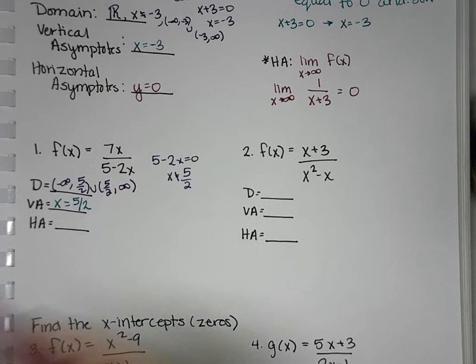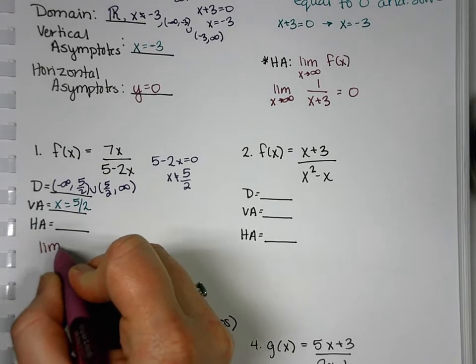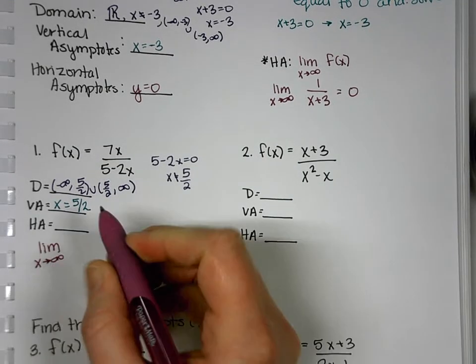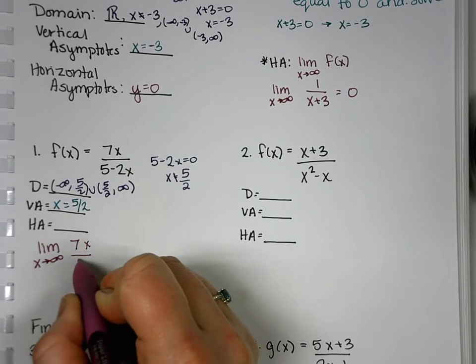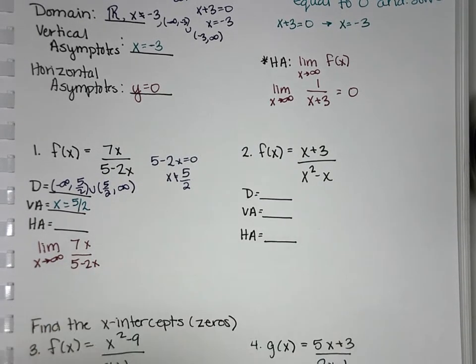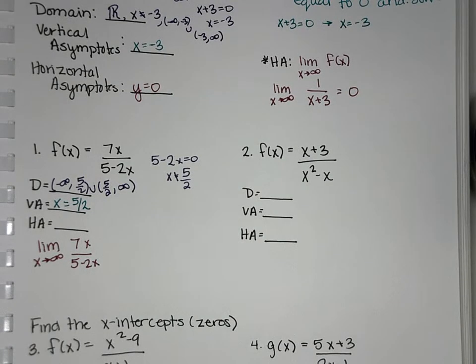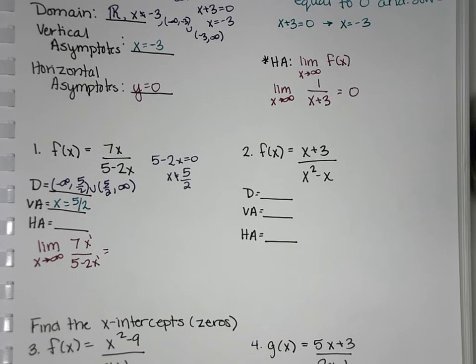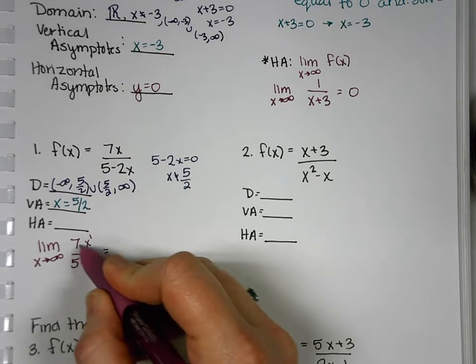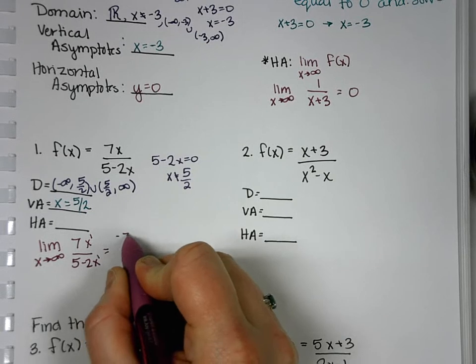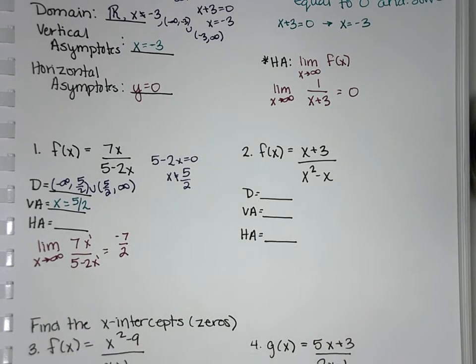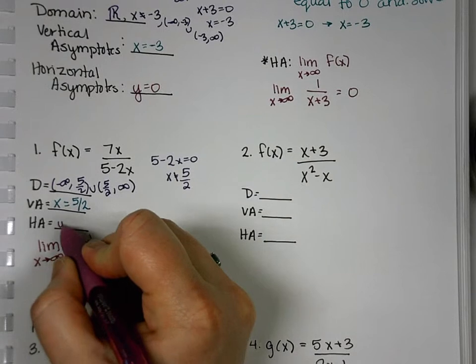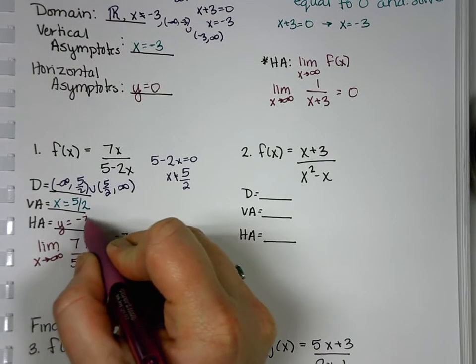And then lastly, we take the limit as x goes to infinity of 7x over 5 minus 2x. So again, I'm going to try using our shortcuts. I have the same degree on top and bottom. The top is x to the first, the bottom, the highest is x to the first, which means the coefficients, 7 and negative 2, would be the ratio that gives me my horizontal asymptote. So the horizontal asymptote would be negative 7 over 2.